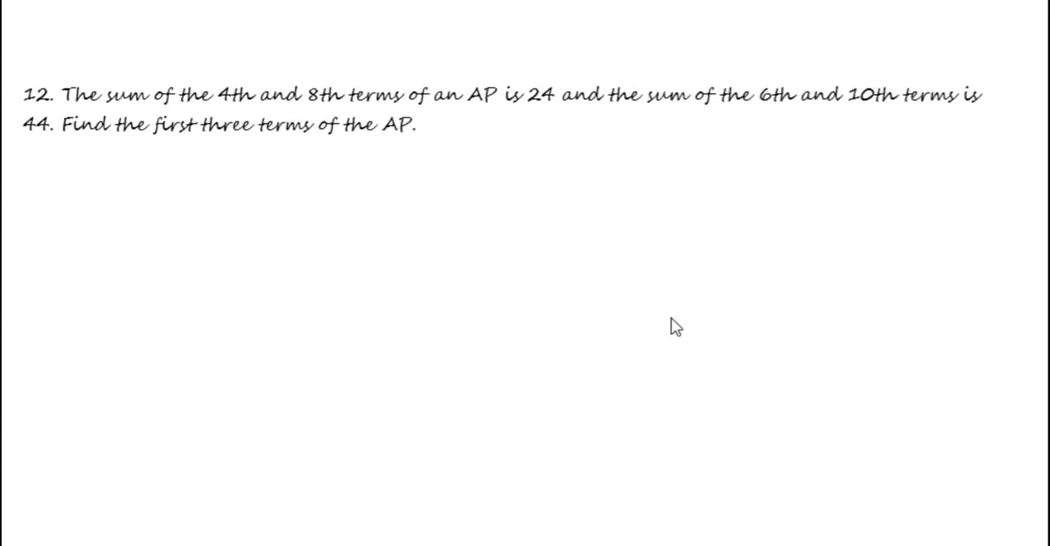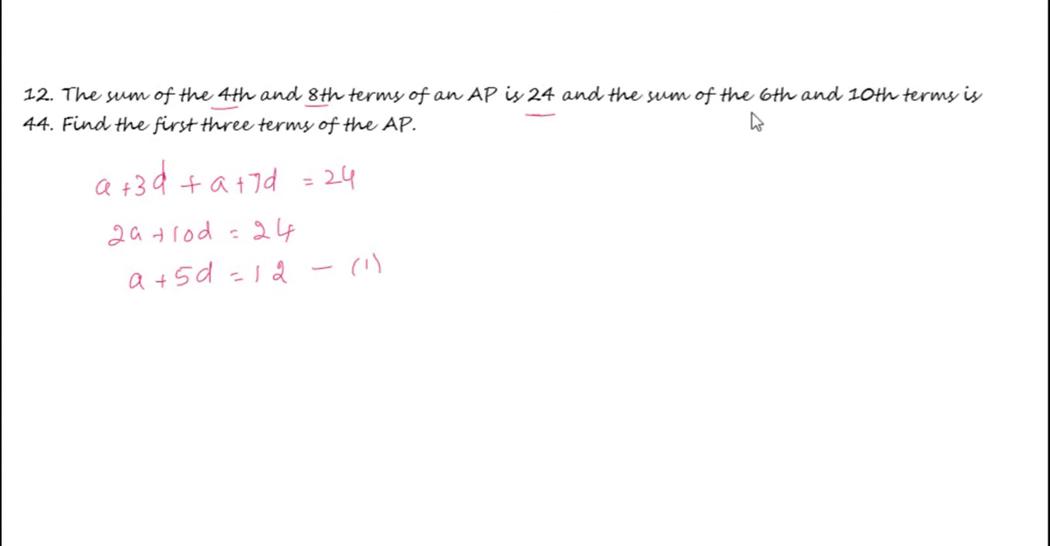12th one. Sum of 4th and 8th terms of an AP is 24. 4th and 8th. So 4th term is A plus 3D. Sum of, so you have to add these two things. 8th term, that is A plus 7D. This sum equal to 24, or 2A plus 10D equal to 24, dividing by 2, A plus 5D equal to 12. This is equation 1.